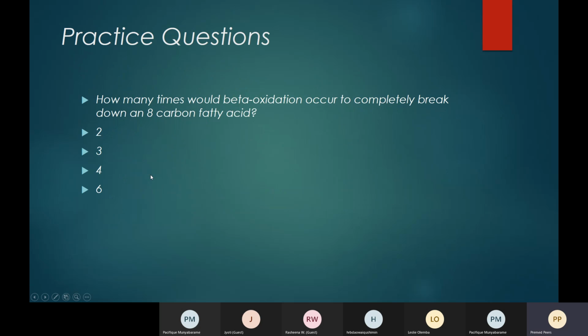All right, first practice question. Again, you'll have to say the answers or read someone else's answer. So how many times would beta oxidation occur to completely break down a fatty acid? We have a fatty acid that is 8 carbons long. How many cycles of that beta oxidation do we have to do?